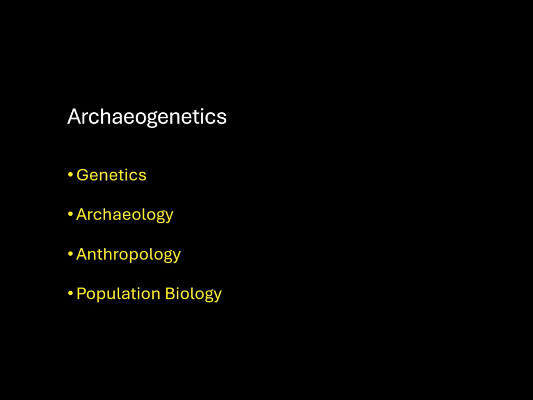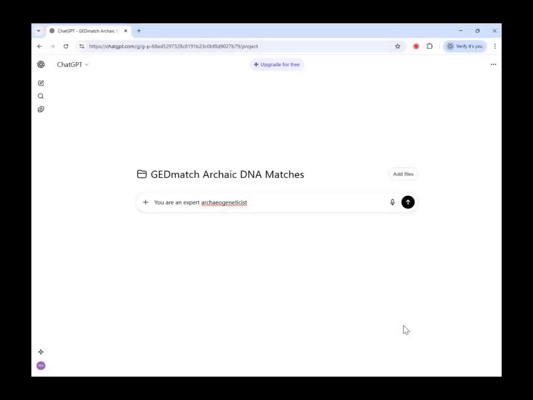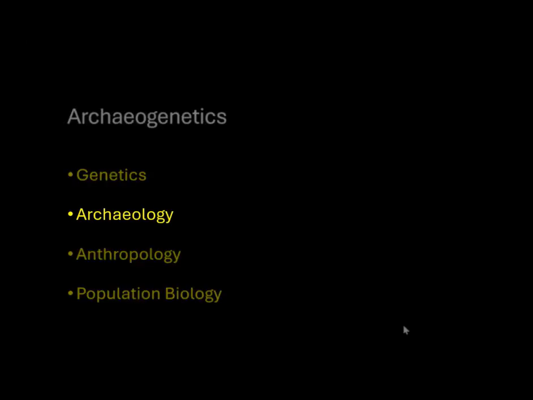And the great thing for us is that we don't need to be experts in it. We're telling the AI tool that it is an archaeogeneticist. If you want to know more about archaeogenetics, ask ChatGPT. But I'll complete the sentence by giving ChatGPT more context. You're an expert archaeogeneticist who studies ancient DNA to understand the history of past populations, human evolution, and migration patterns. The reason I'm focusing on those 3 aspects is because archaeogenetics includes archaeology. I wanted to focus more on the genetics, population biology, and anthropology side.